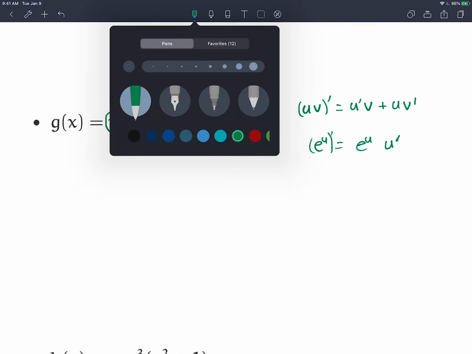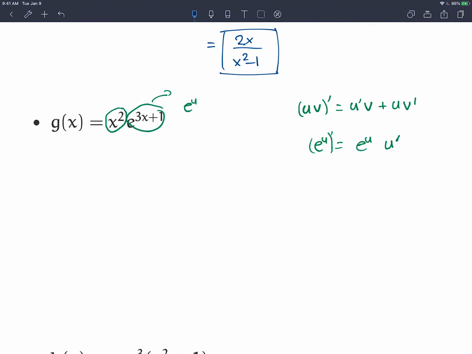Okay, so I'm going to follow the product rule. So the derivative of my x squared function would be 2x times the function v. Sorry, here this is my function u, that's my function v. So the derivative of u would be 2x. And now the v, as it is, I don't take the derivative, so just e to the 3x plus 1. And now I'm following this product rule, so now it's plus the u function as it is, and now times the derivative of the v function.